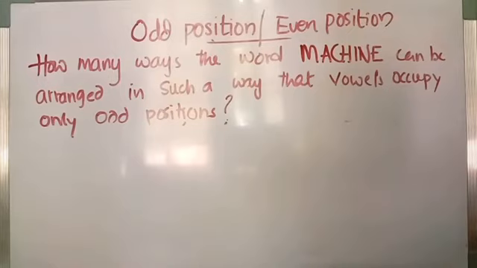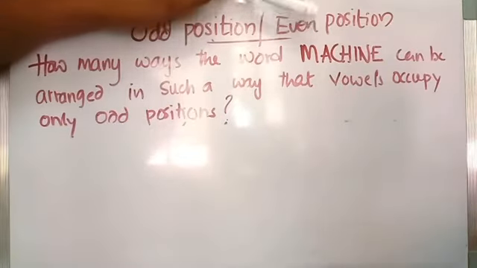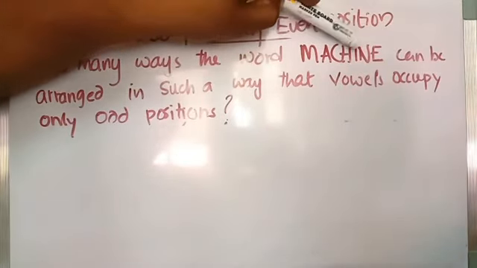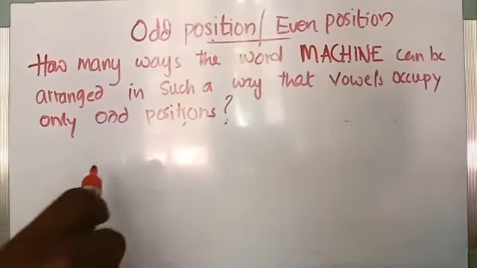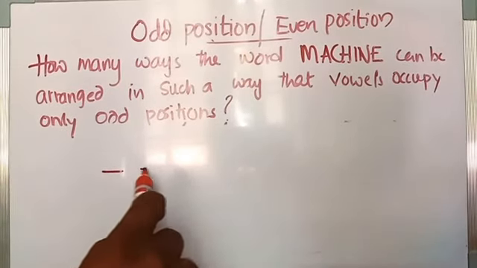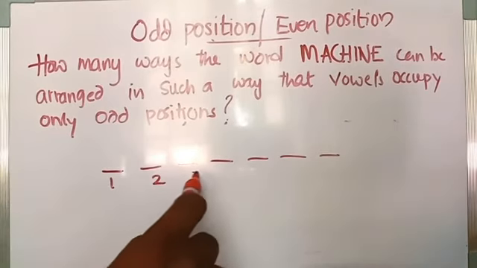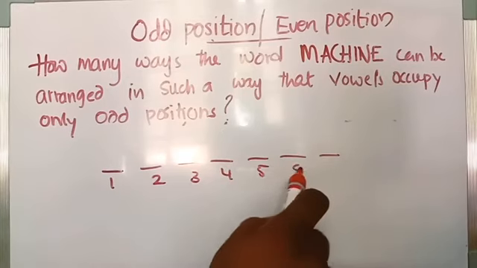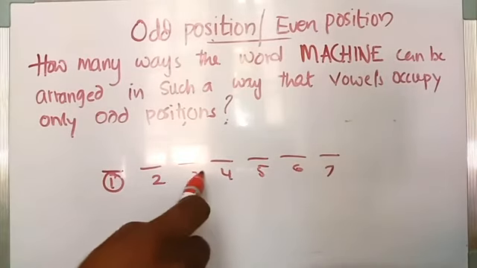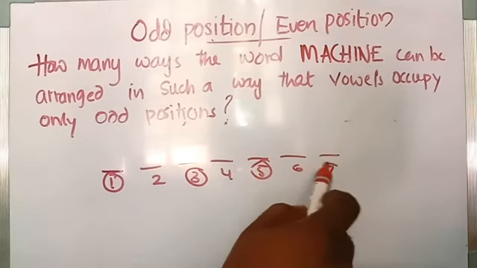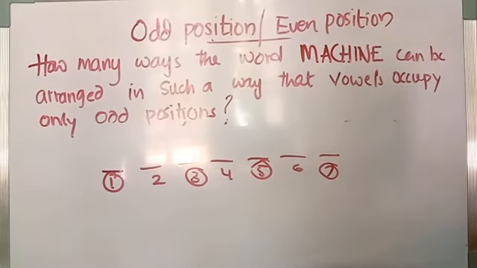Another question: how many ways can the word MACHINE be arranged in such a way that the vowels occupy odd places? Okay, MACHINE, we'll go directly to the question. MACHINE has 1, 2, 3, 4, 5, 6, 7 places. Let's make all the 7 positions, that is 1, 2, 3, 4, 5, 6, 7. So we have 4 odd places. There are 4 odd places.